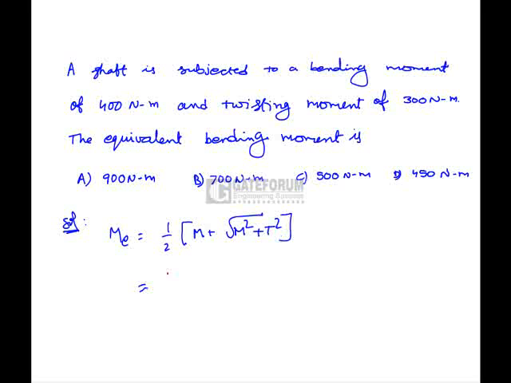So it gives, we know the bending moment and twisting moment values, those are 400 plus root of 400 square plus 300 square, which gives a value of 450 Newton meter. So in the options, the right option is D. D is the right answer.